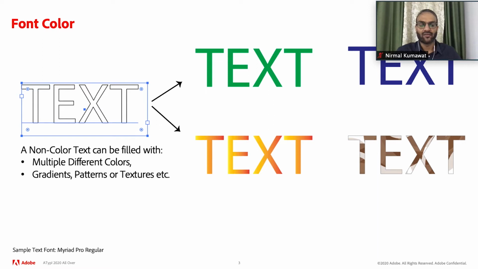A monochrome vector font has just outline information in its font file. There is no color specified within a font itself. Hence, a non-color text can be filled with multiple different colors, gradients, patterns, or textures.